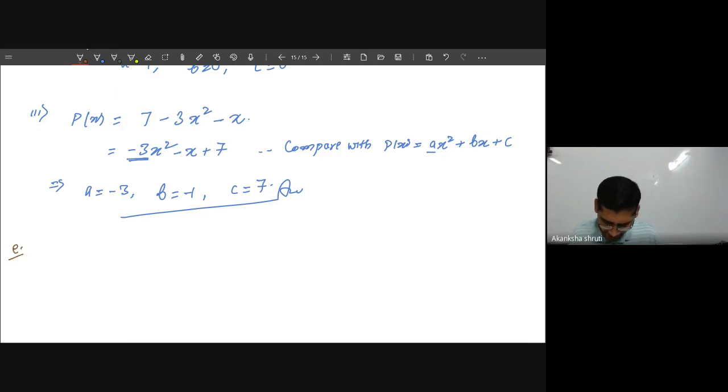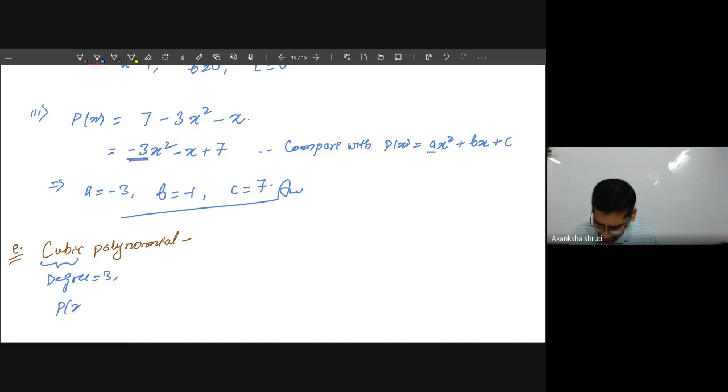The fifth one is called the cubic polynomial. A cubic polynomial is nothing but a polynomial whose degree is 3. Okay students, so it simply means the degree of the polynomial is 3.